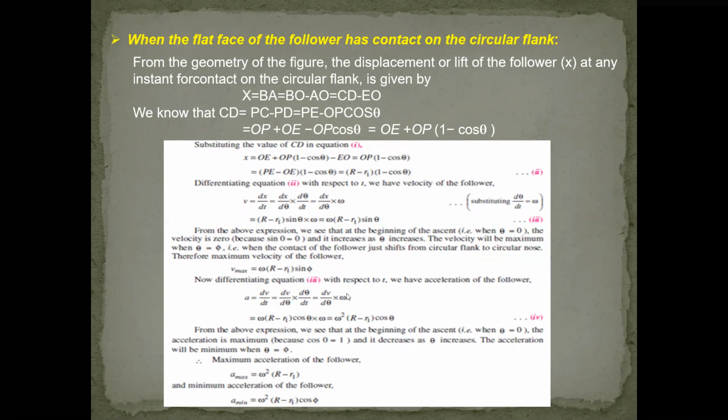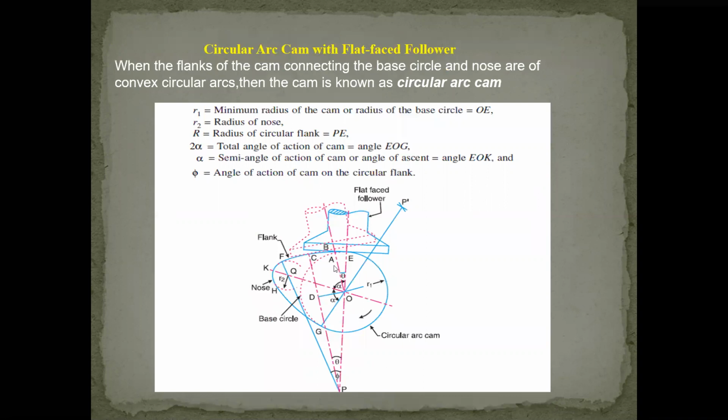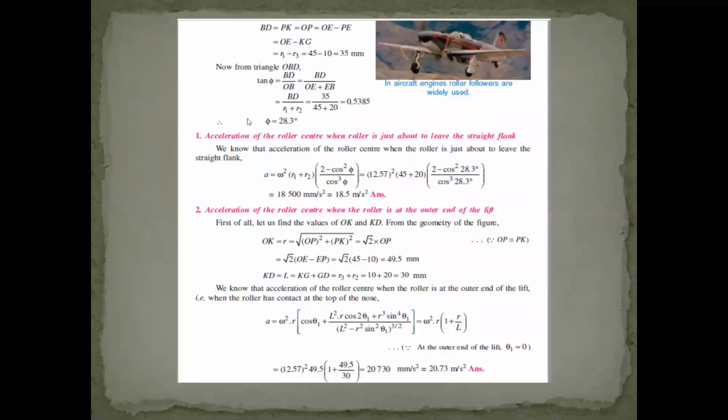Because BO minus AO are both parallel to CD minus EO, you will observe that they are displaced from one place to another. So CD minus EO. Then what is the value of CD?